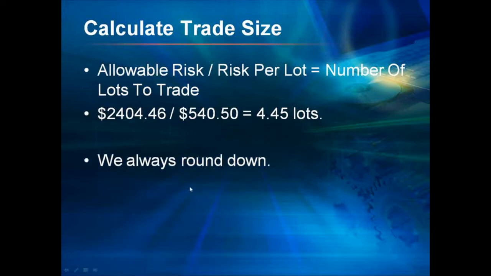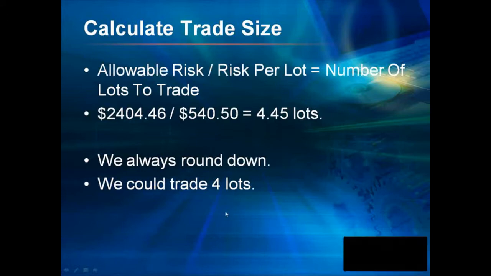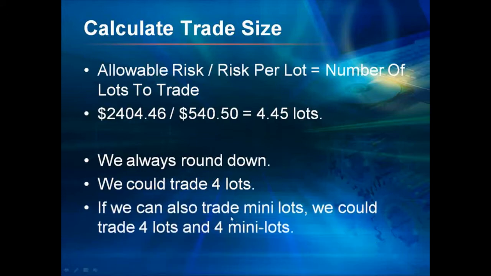And in this case, we always round down. So if you're using a Forex broker that only allows you to trade full lots, we would trade 4. And if you were using an account that allowed you to trade both full lots and mini lots, you could trade 4 lots and 4 mini lots. Again, we're rounding down. In most cases, you wouldn't be able to trade 4.45 lots. You might be able to trade 4.4. Rounding down ensures you always stay within your acceptable risk level.